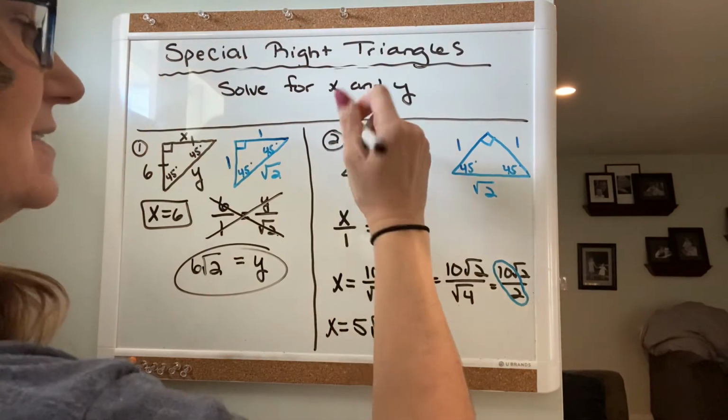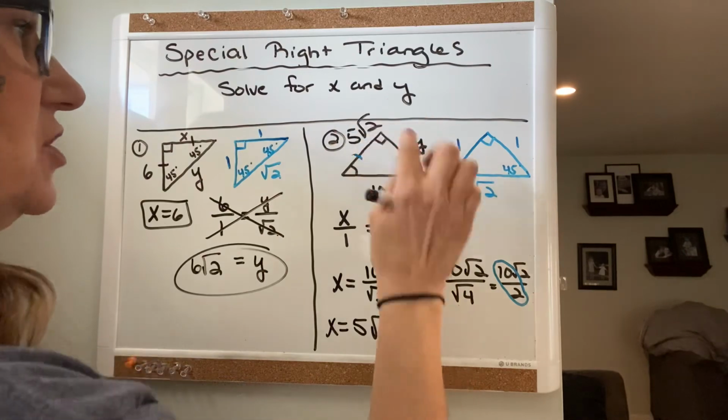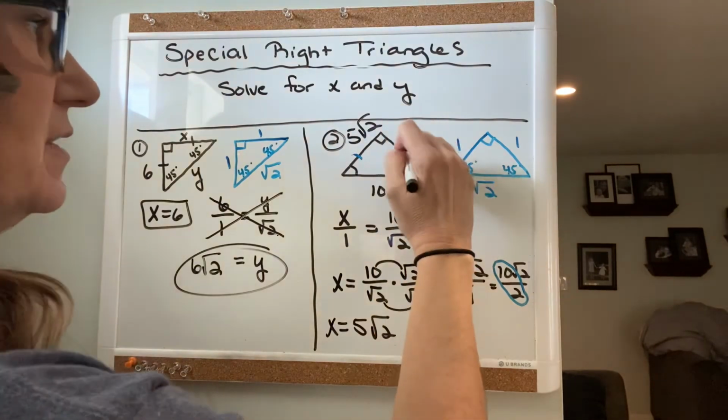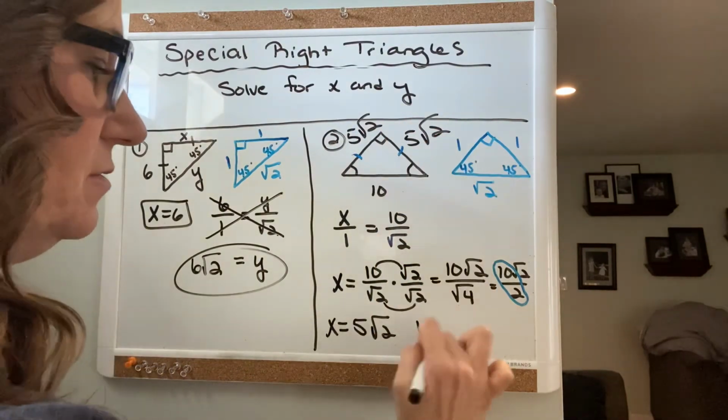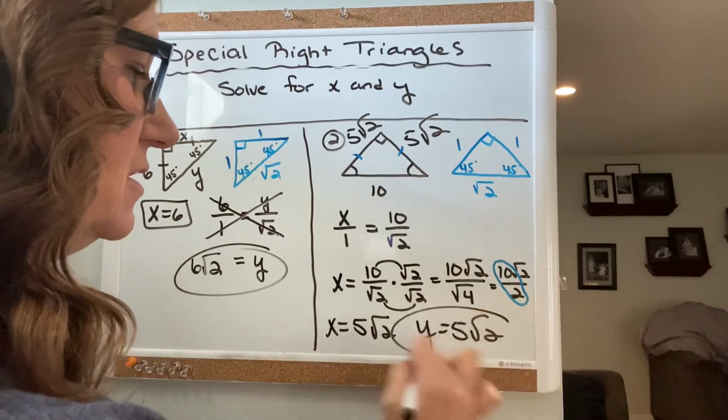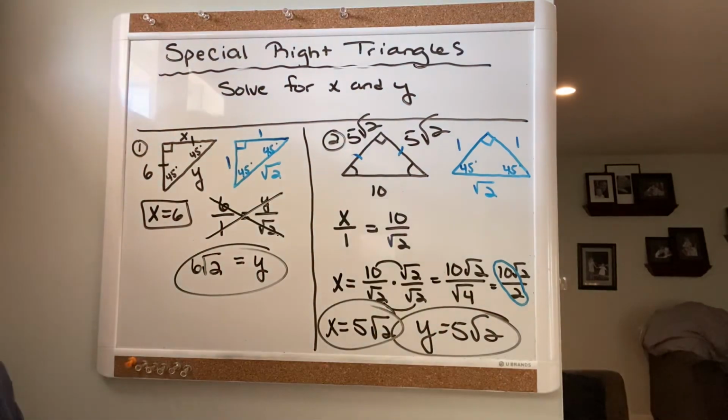So if x is 5 square roots of 2, and the legs are congruent, isn't y also 5 root 2? So we have both of them. And there's your 45, 45 right triangles.